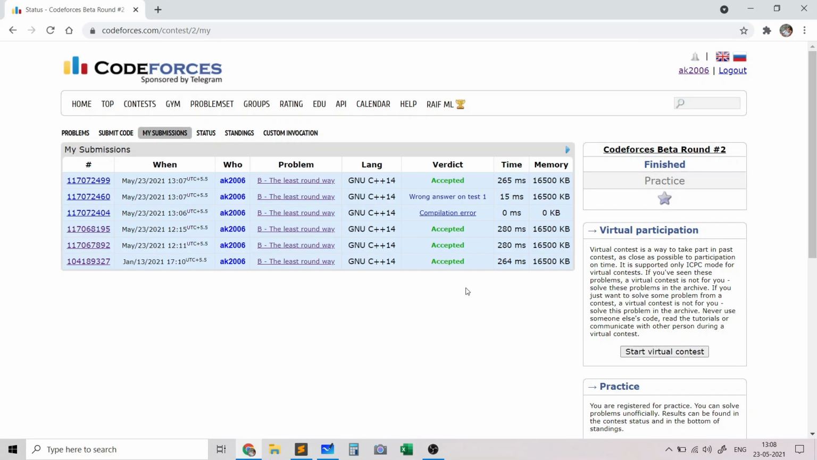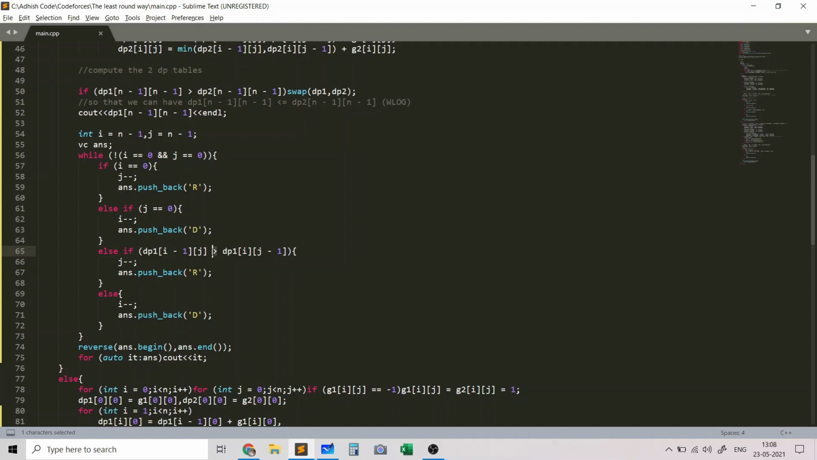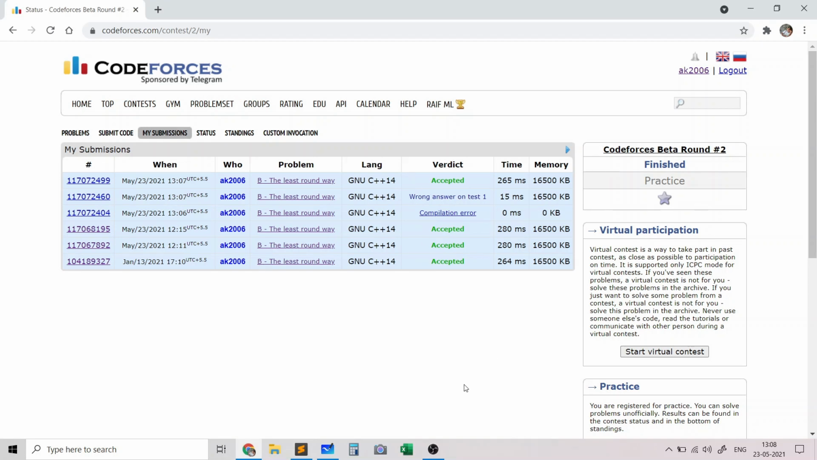There was actually a minor mistake in the code, which is, if i minus 1 comma j is greater, then we need to go to j minus 1, otherwise we need to go to i minus 1. And then the code got accepted.